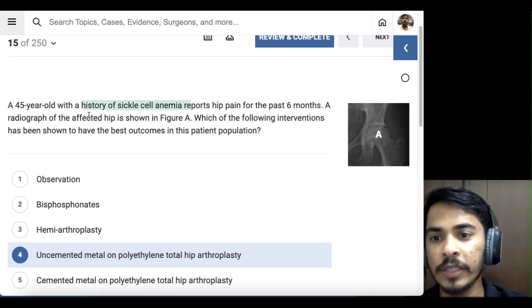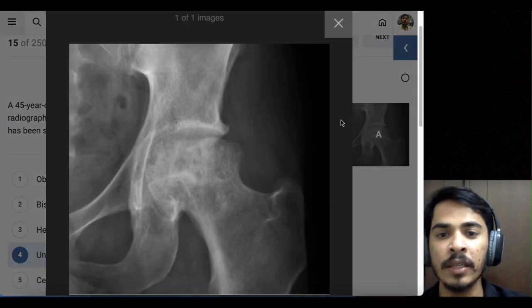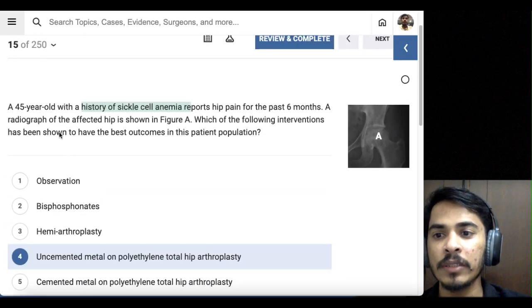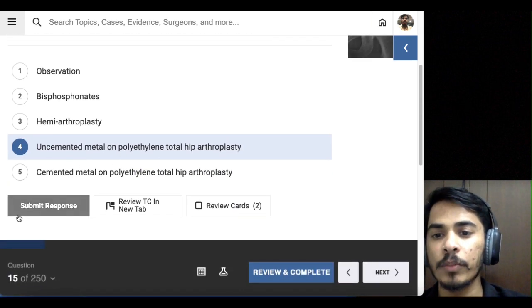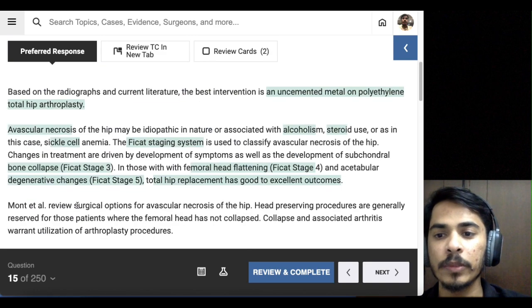A 45-year-old with a history of sickle cell anemia reports hip pain for the past 6 months. A radiograph of the affected hip is shown in the figure. Sickle cell anemia, we can understand that this is AVN. So in a 45-year-old, we definitely have to go for an uncemented metal and poly THR. Cemented is not acceptable. Hemiarthroplasty is not acceptable. Bisphosphonate and observation is definitely not acceptable.